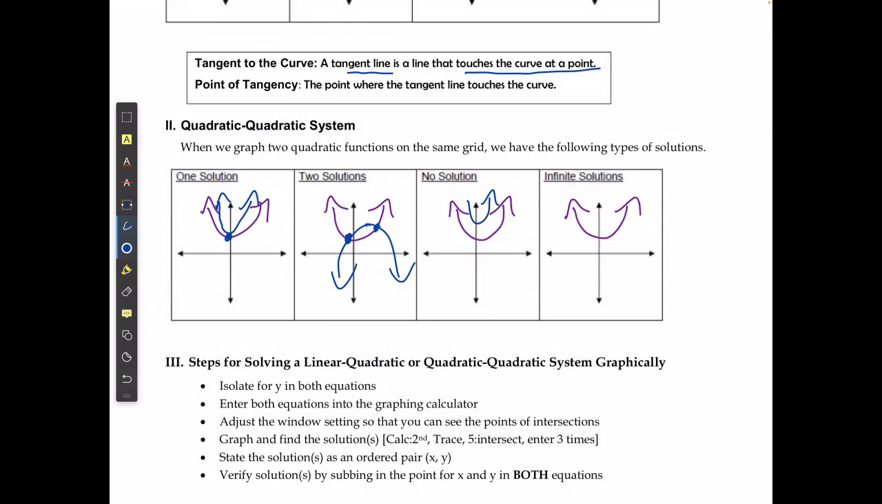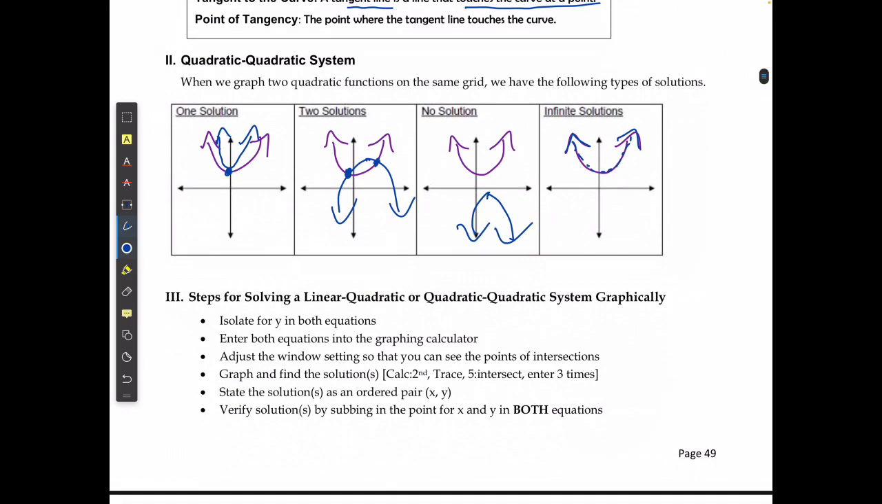or I could have it open down and away from the other one. And if I have infinite solutions, that would be if I had like a general form equation and a vertex form equation, and they were actually equivalent equations, or they were collinear.